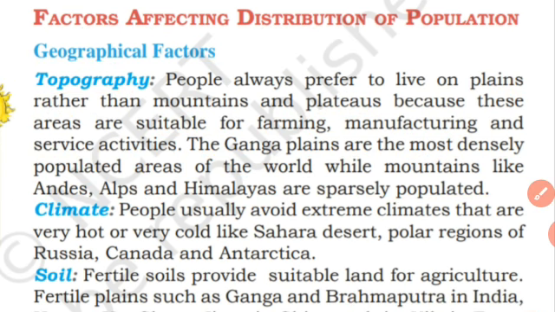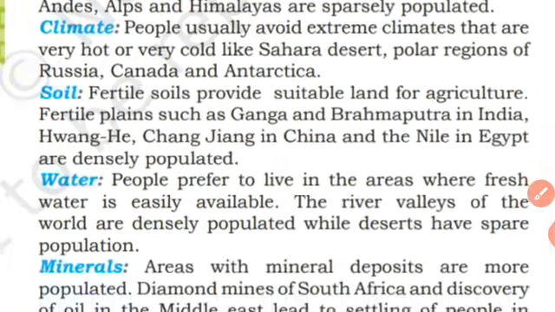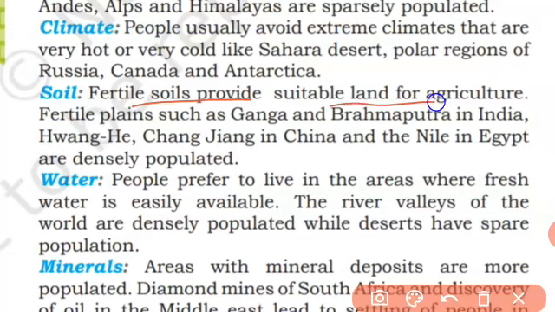Second factor is climate. People usually avoid extreme climates that are very hot or very cold, like Sahara Desert, polar regions of Russia, Canada, and Antarctica. Third factor is soil. Fertile soils provide suitable land for agriculture.